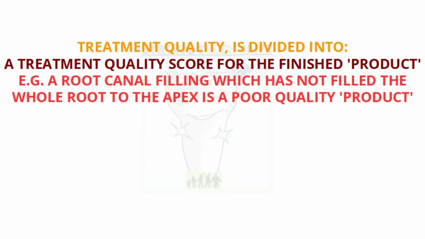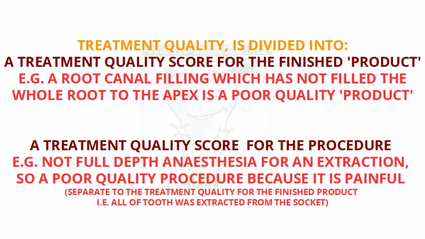Treatment quality is divided into a treatment quality score for the finished product. For example, a root canal filling, which has not filled the whole root to the apex, is a poor quality product. A treatment quality score for the procedure. For example, not full depth anesthesia for an extraction. So, a poor quality procedure because it is painful. This is separate to the treatment quality for the finished product, that is, all of the tooth was extracted from the socket.